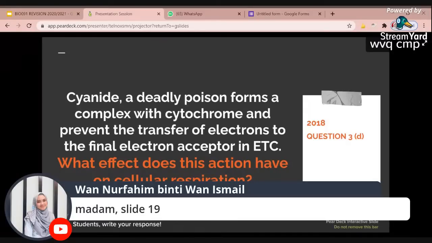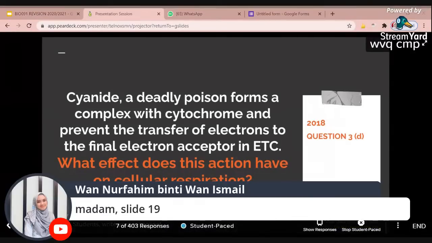Okay, so kalau dia akan form complex dengan cytochrome, and then it prevent electron to transfer into final electron acceptor. Right, so slide 25, boleh. So what happened is bila cyanide prevent the transfer of electron kepada electron acceptor dalam ETC, first sekali ETC akan dysfunction lah.